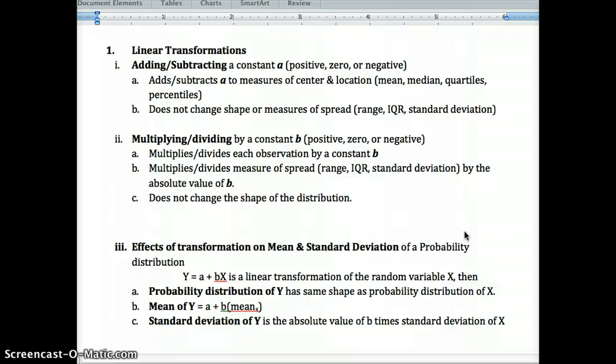However, neither of these ever changes the shape. So adding and subtracting changes measures of center and location. Multiplying and dividing changes measures of center and location, as well as measures of spread. Neither one changes the shape of a distribution.